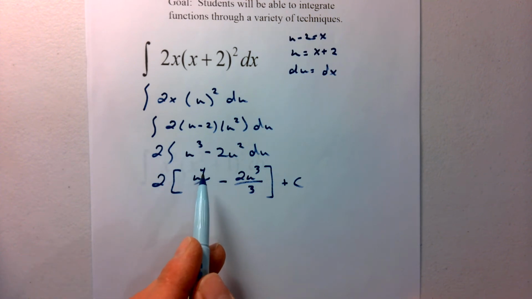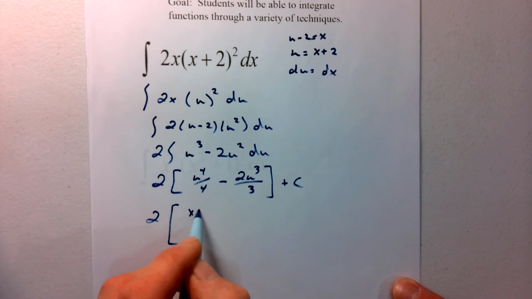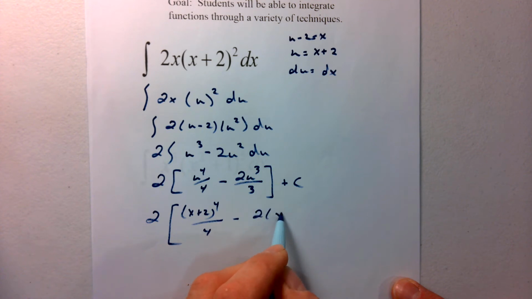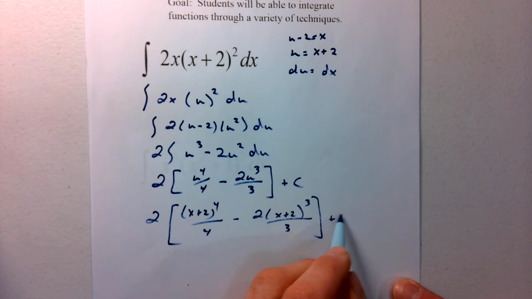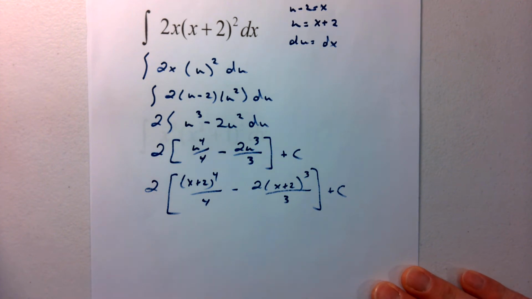We can go ahead and replace the u with x plus 2. So we have 2 times x plus 2 to the 4th over 4 minus 2 times x plus 2 to the third over 3 plus c. At this point, we just kind of got to play around with it until we get to an answer that we're given or we want to get to, as multiple choice or if it's in the back of the book or posted online. Kind of depends on where the author of the question stops versus where you're going to stop.